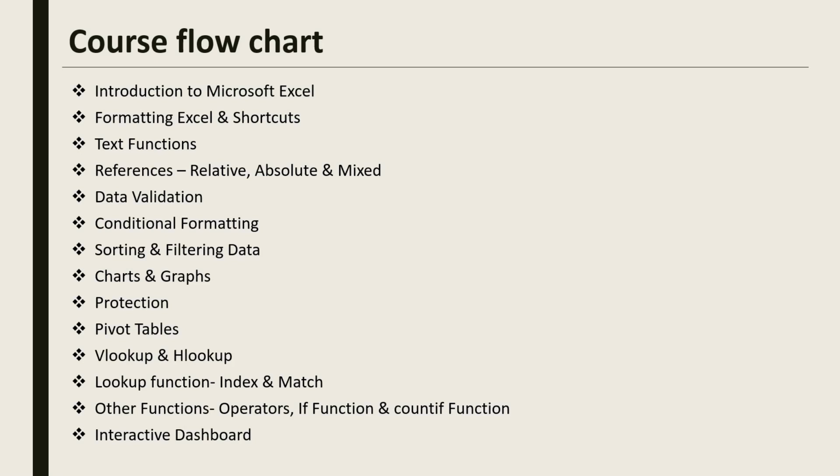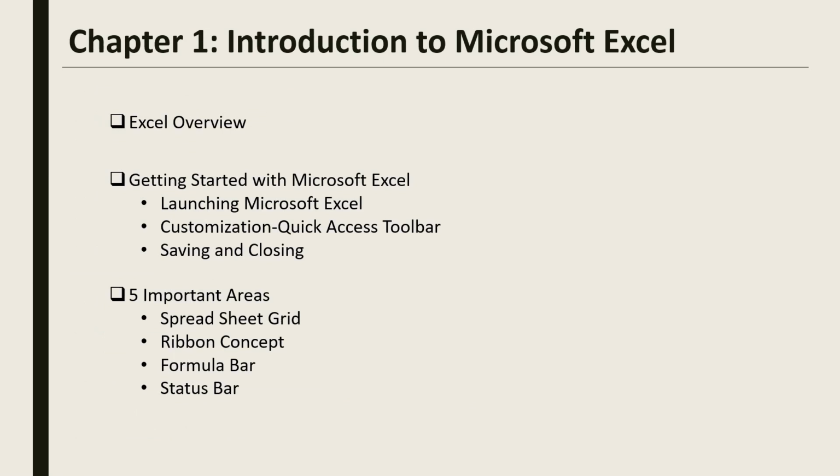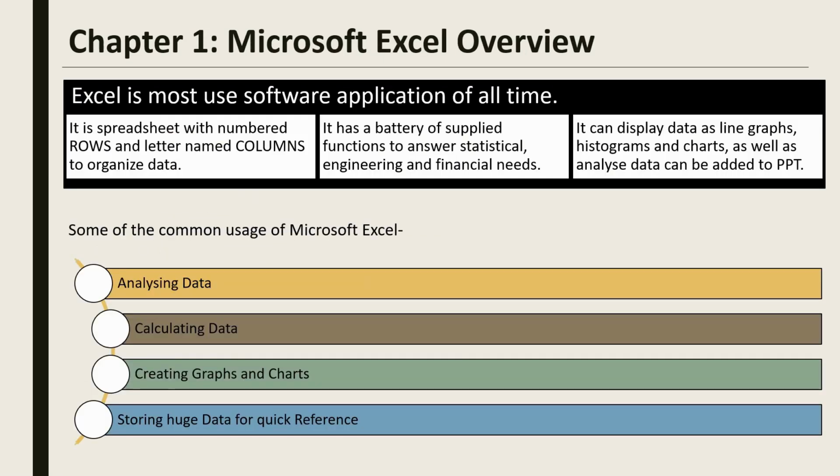VLOOKUP and XLOOKUP. In these functions we will look up a value from a given table. Then the LOOKUP function, we will learn how it is a good alternative for VLOOKUP. And then other functions which include operators, IF function and COUNTIF function. And the last one is the interactive dashboard. In the interactive dashboard we will make a dashboard for the top management people by using whatever we have learned in earlier topics. So let's start with our first chapter, that is the Introduction to Microsoft Excel.